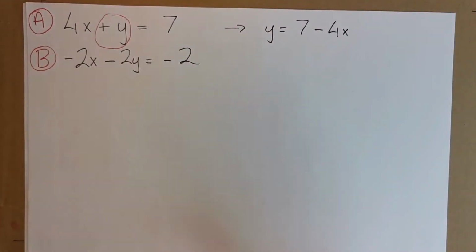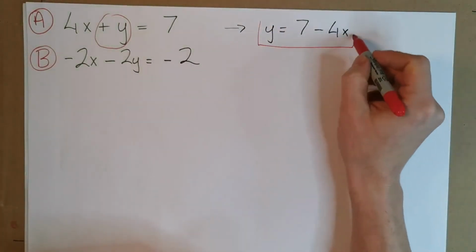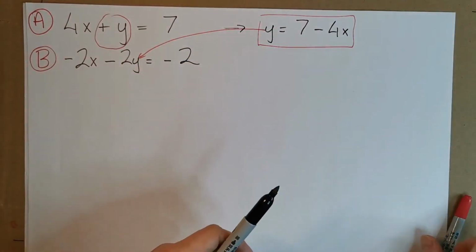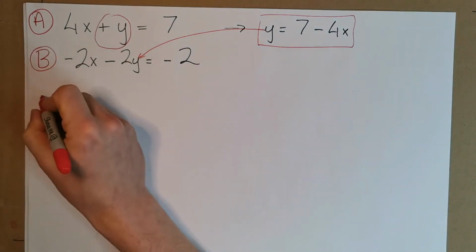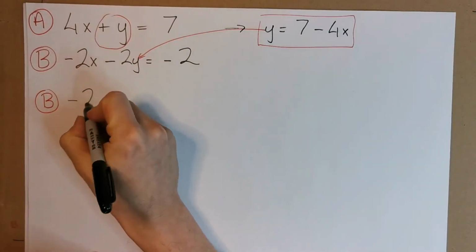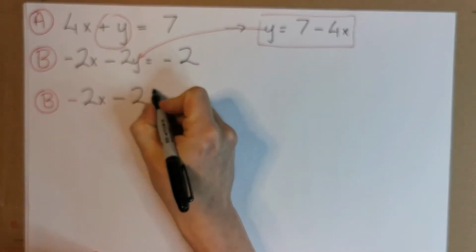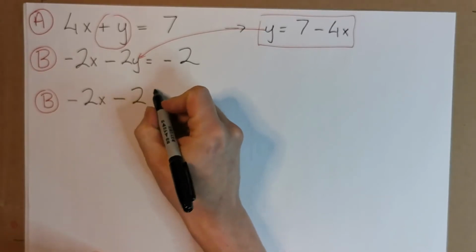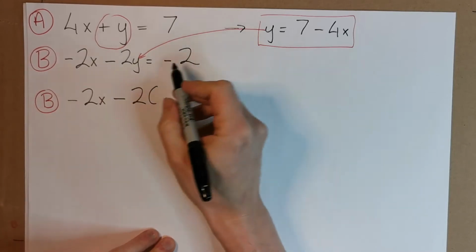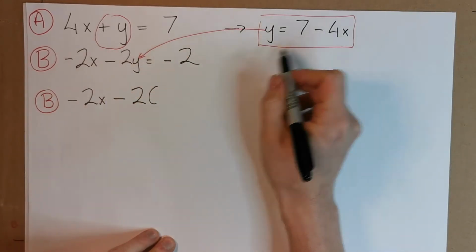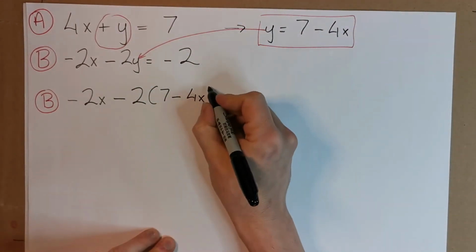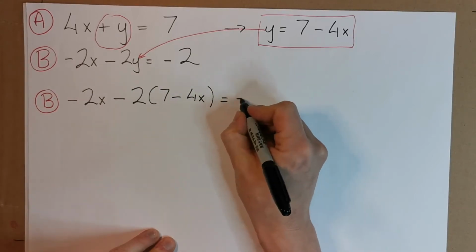So what we're going to do now is take this value for y that we got, and substitute it in for y in the second equation. So we're going to rewrite equation B: minus 2x minus 2 times. Now, always when you're replacing a variable with something else, it's best to use brackets. Just good practice, because you might mess up your signs otherwise. So instead of y, now we're calling y 7 minus 4x. Okay, and we will close that bracket and equal to minus 2.